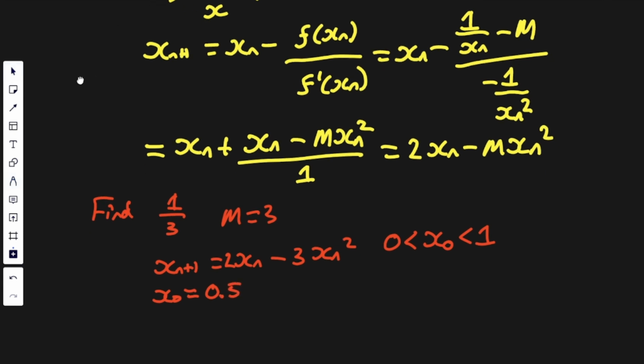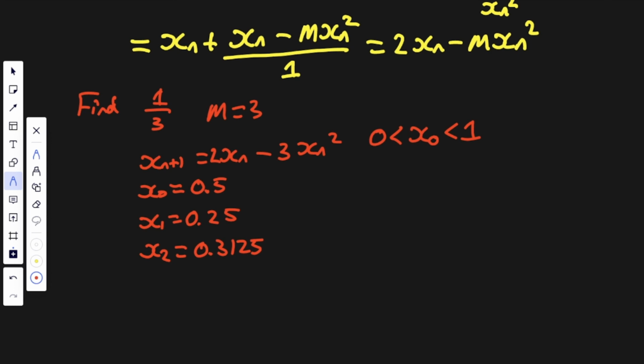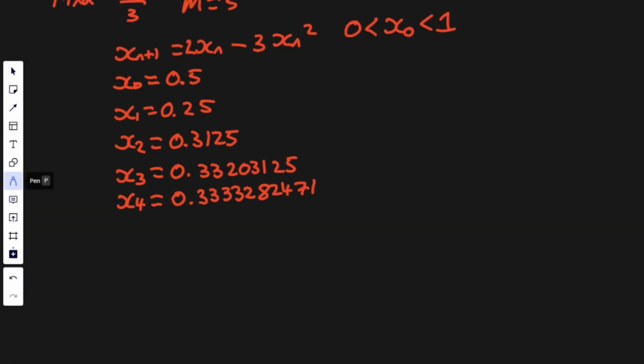So let's have a look. What do we get for our values? x1 is going to be 0.25. x2 is going to be 0.3125. x3 is going to be 0.33203125. x4 is going to be 0.33332824771. And finally, x5 is actually going to be our famous 0.33333, where my calculator gives no more decimal places. So what we've done is we've found 1 divided by 3 in a very efficient way.